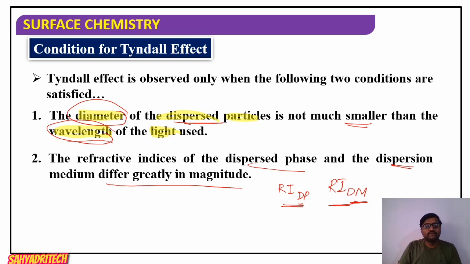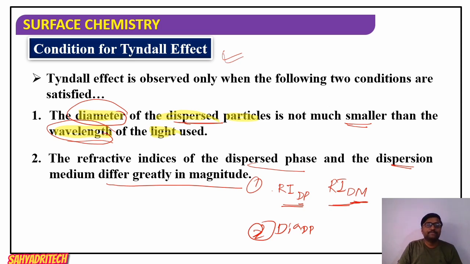First one, the diameter of a dispersed phase particle should not be much smaller than the wavelength of light radiation used. And second one, the refractive indices of dispersed phase and dispersion medium differ largely. If these two conditions are fulfilled, we can easily observe the Tyndall effect.